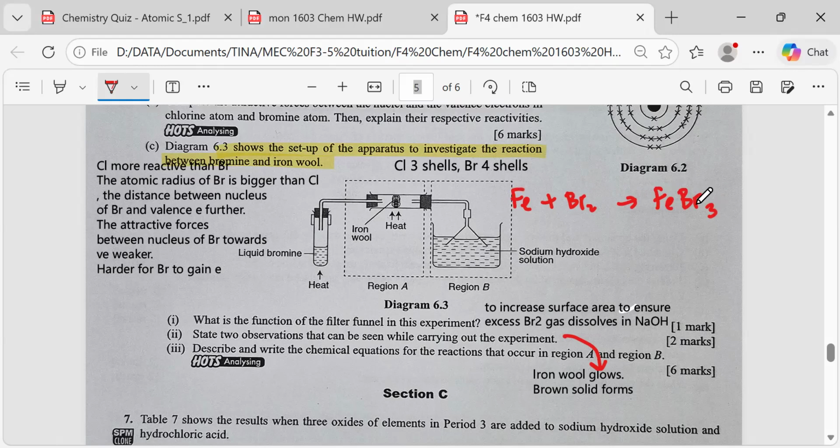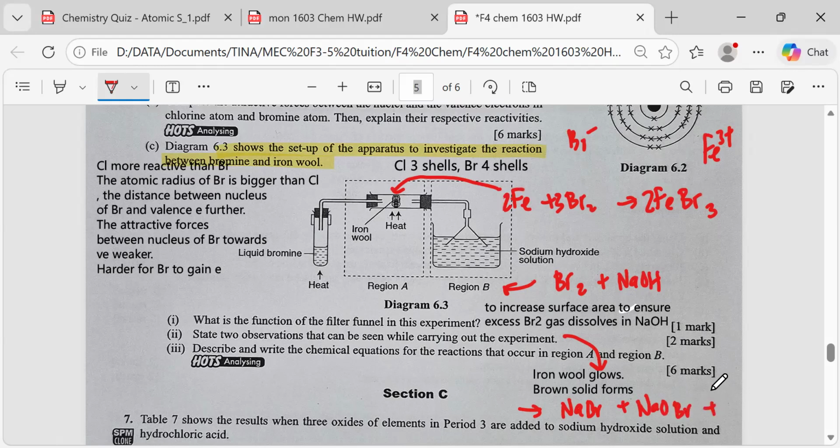Do you know the difference between iron 3 and iron 2? Yes, teacher, I know because you taught me. When it reacts with halogen, it forms iron 3. Iron 3 is Fe3+. Br is Br-. Do you remember? So you just have to balance the equation. Then region B is the same as just now. The excess bromine reacts with NaOH, so it forms NaBr, NaOBr, and H2O. Balance the equation. Do you understand? Did you write it down?